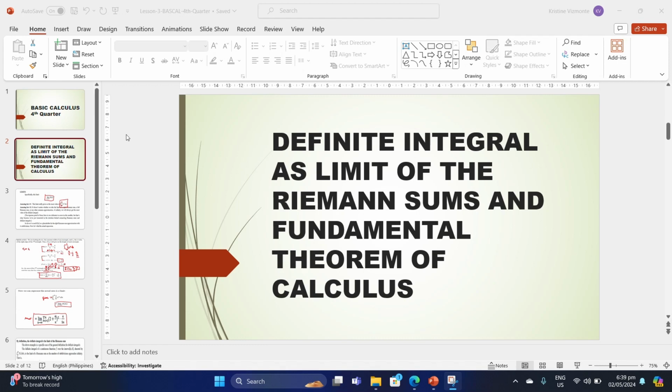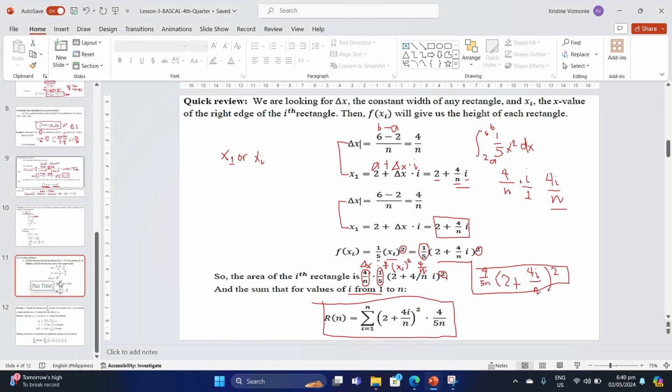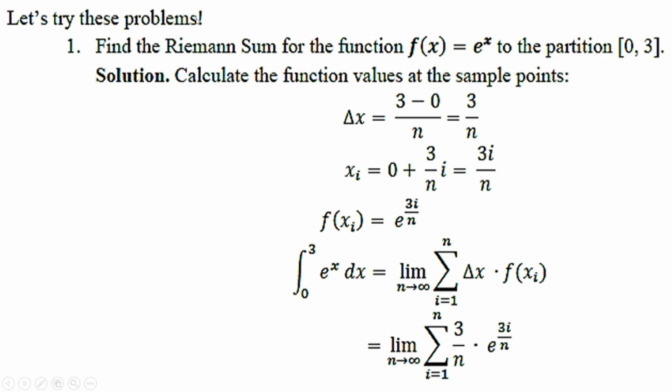STEM students, this is lesson 3, but I will give 2 more examples before we proceed to lesson 4. So this is my example. Let's have a slideshow. Find the Riemann sum for the function f of x equals e raised to x on the partition 0 and 3. In 0 and 3, our a is 0 and our b is 3. So let us solve it.